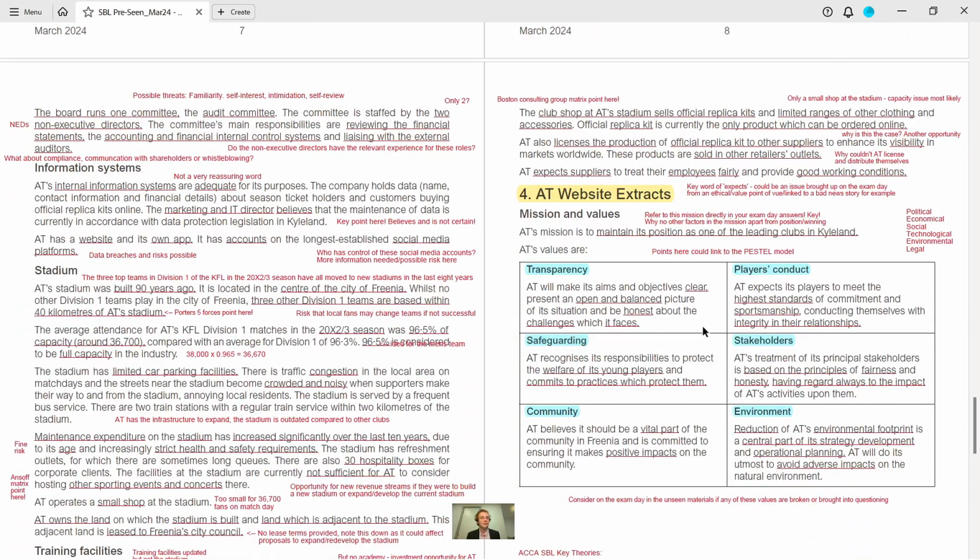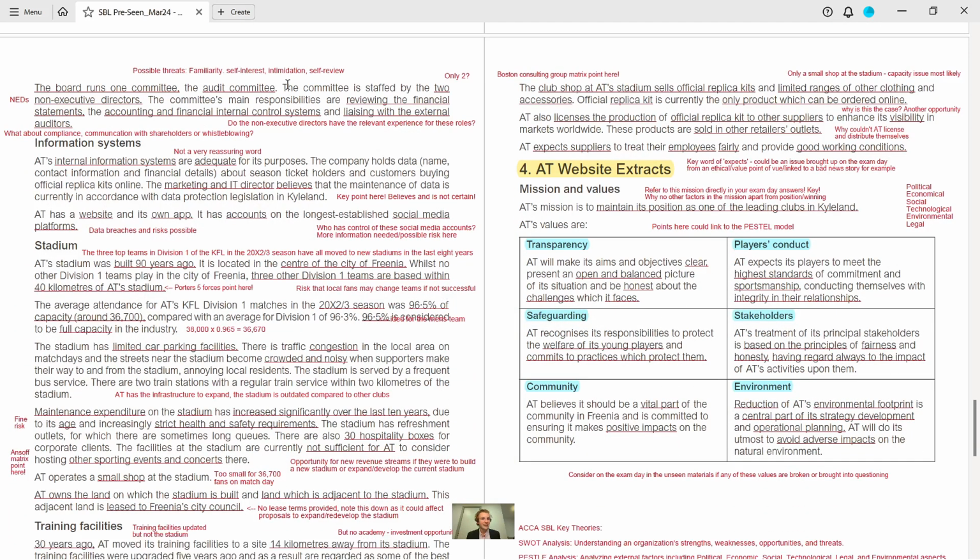Definitely something in terms of a familiarity threat and self-interest, intimidation, self-review. We're told from the one committee on here, it's the audit committee. They have the two non-executive directors and they're given the roles that they're in charge of: the financial statements to review them, internal controls, liaising with the external auditors. And things that just went through my head were, there are only two non-executive directors.